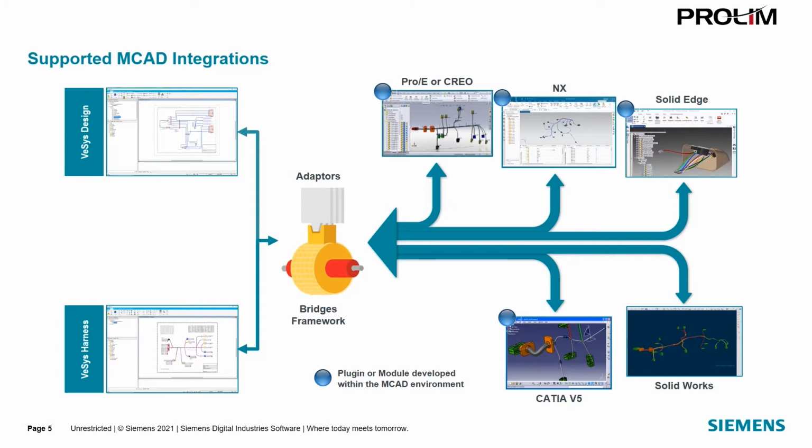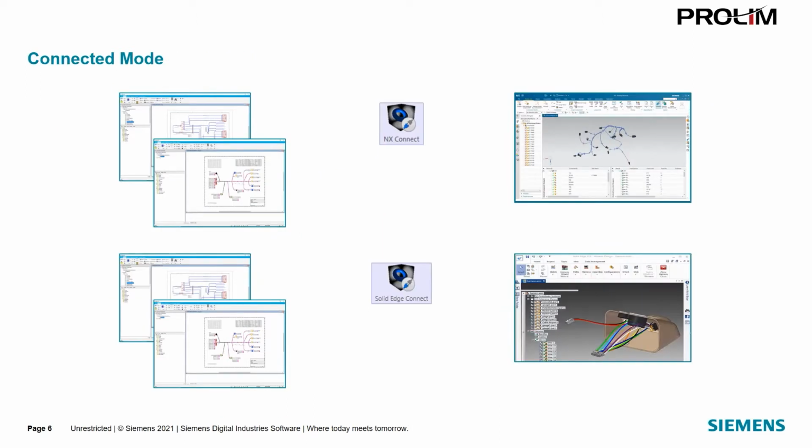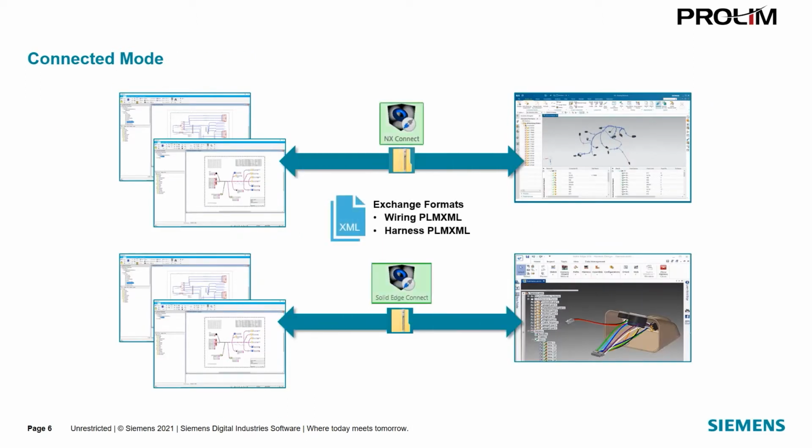VSys supports integration with Creo, NX, Solid Edge, SolidWorks, and CATIA v5. VSys and SolidWorks can exchange files natively, while plugins are available for the other Mcat solutions to manage the import of VSys data. The Siemens tools, NX and Solid Edge, support a unique capability called Connected Mode. The NX and Solid Edge Connected Mode data exchange enables real-time data import and export, as well as cross-highlighting for ease of use and analysis during wiring and harness design.